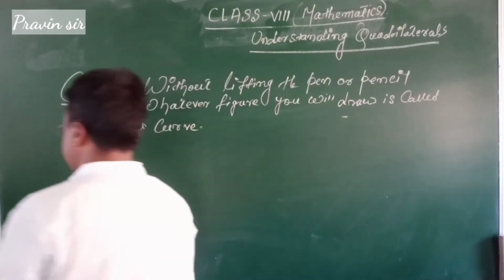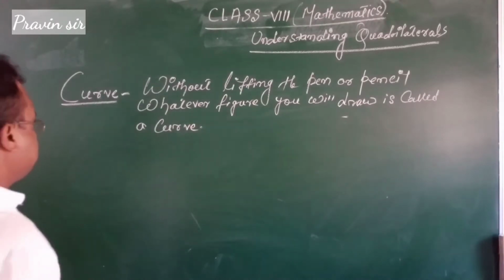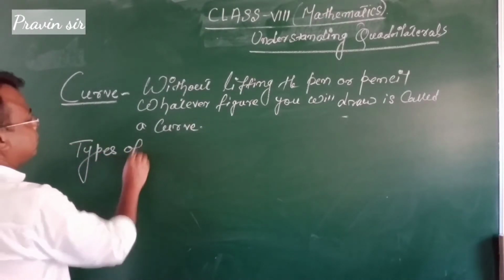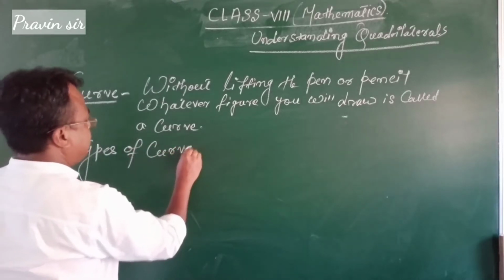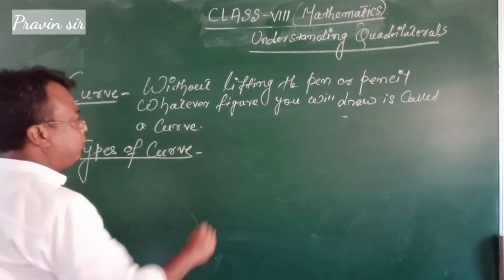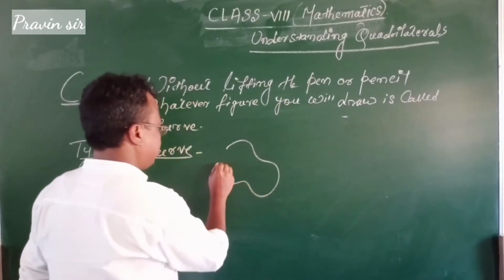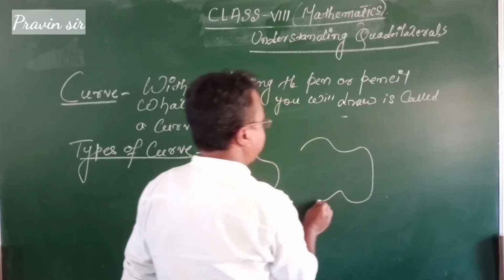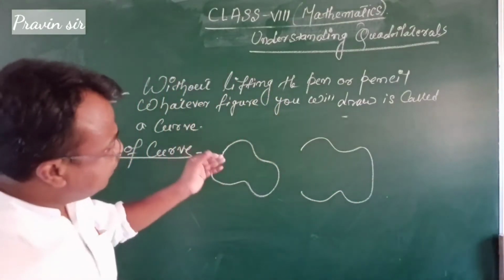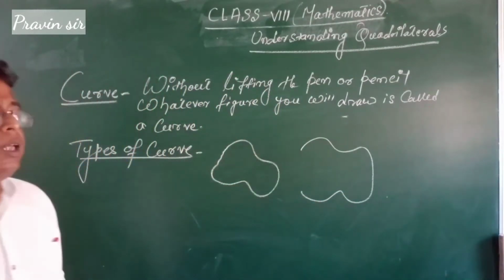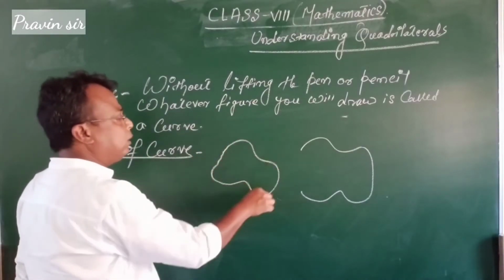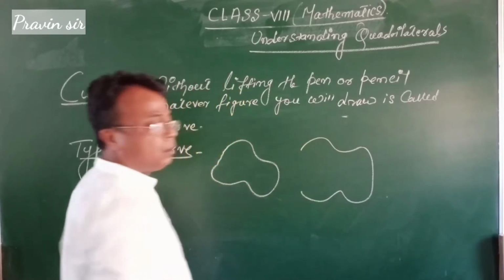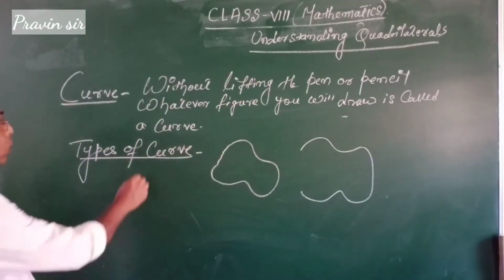Now you see, types of curves. I have drawn two diagrams. What differences have you observed in these two curves? You see, this curve is closed and this curve is open. So there are two types of curves.